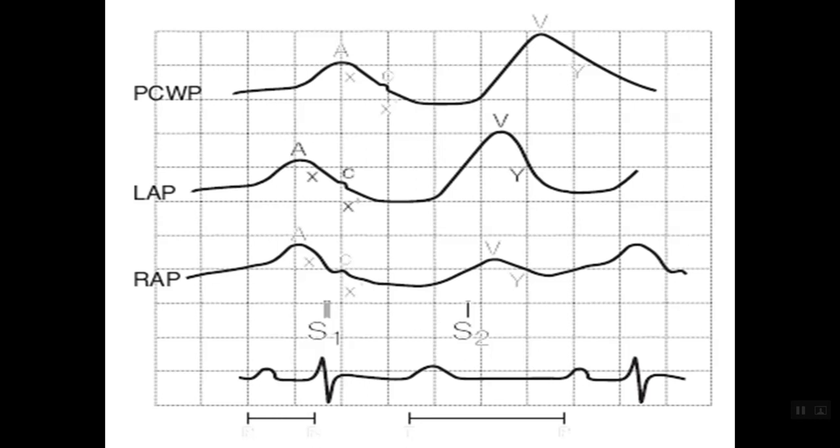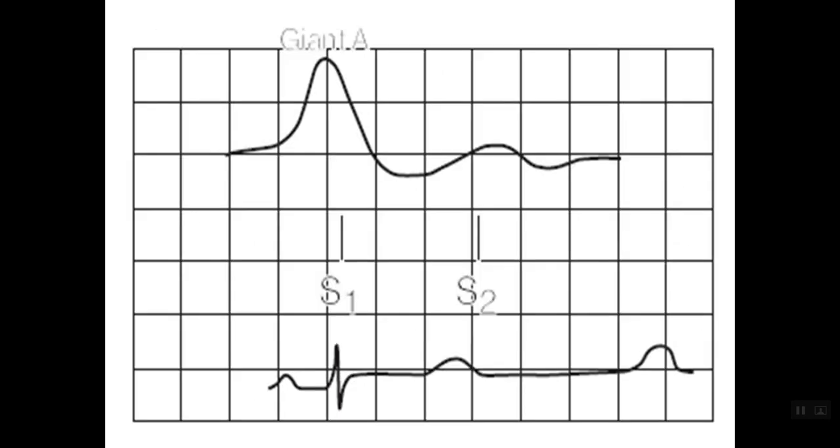They put the sounds here so you know when the sounds are timed. S1 is here with closure of the tricuspid and mitral valves, and S2 is here with closure of the aortic and pulmonary valves. S1 is the closure of the AV valves, and that of course is the beginning of systole, and S2 is the end. And if you look here at the ECG, as we said, systole starts with the QRS and ends with the end of the T wave. This is clearly shown.